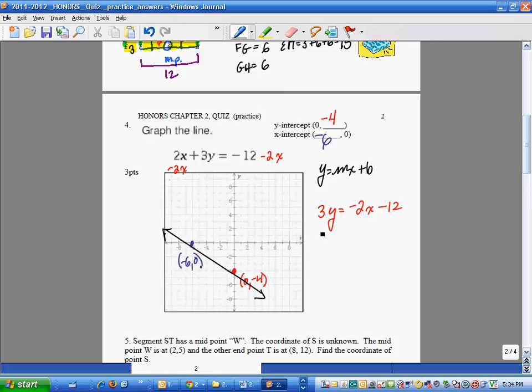I'm going to plot that. I start with my b, which is my y-intercept, and that's at negative 4, so that's right there. And then my rise over run is 2/3, and it's negative, so I know my line's going to go down from left to right.